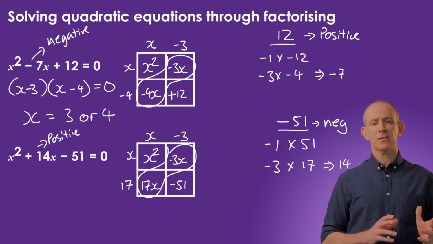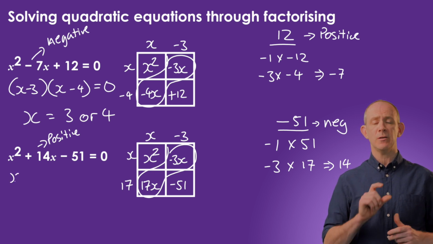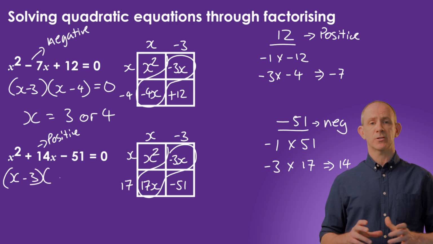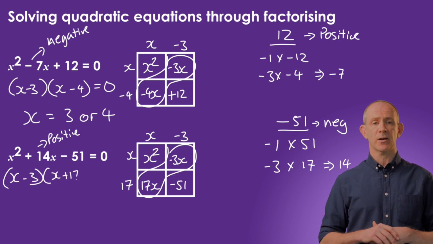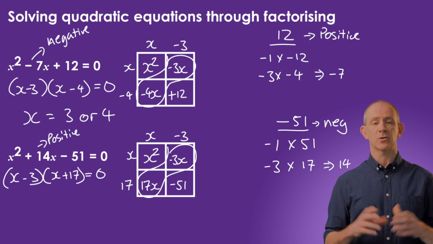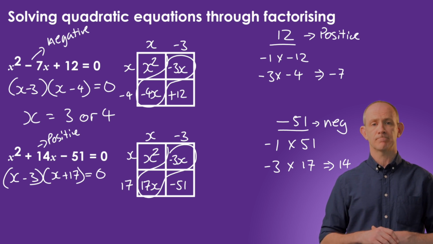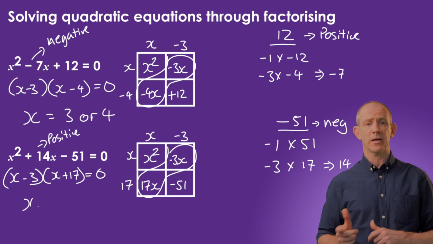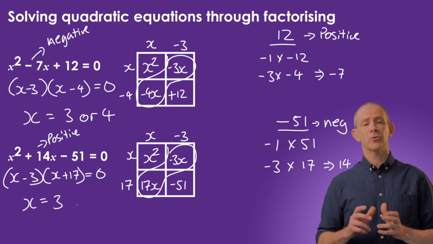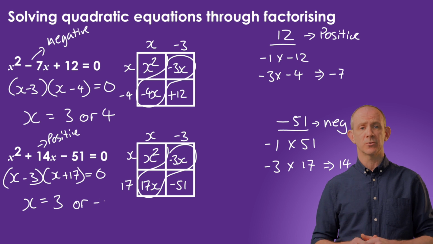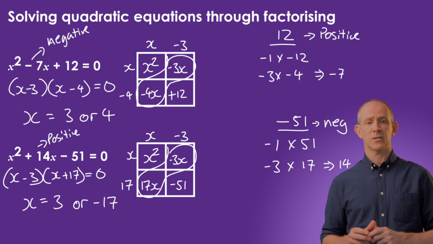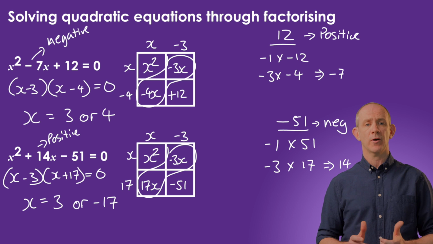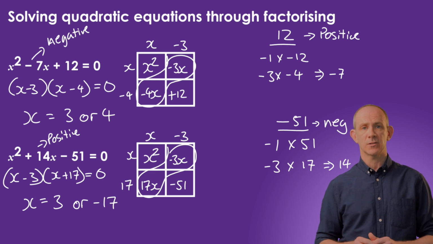In the first set of brackets, we're going to write x minus 3 because that's our expression at the top. And in the second set of brackets, we're going to write x plus 17 because that's our expression on the left-hand side. So in order for the first set of brackets to equal 0, x would have to equal 3. And in order for the second set of brackets to equal 0, it would have to be negative 17. So we can say that our answers are x equals 3 or negative 17.